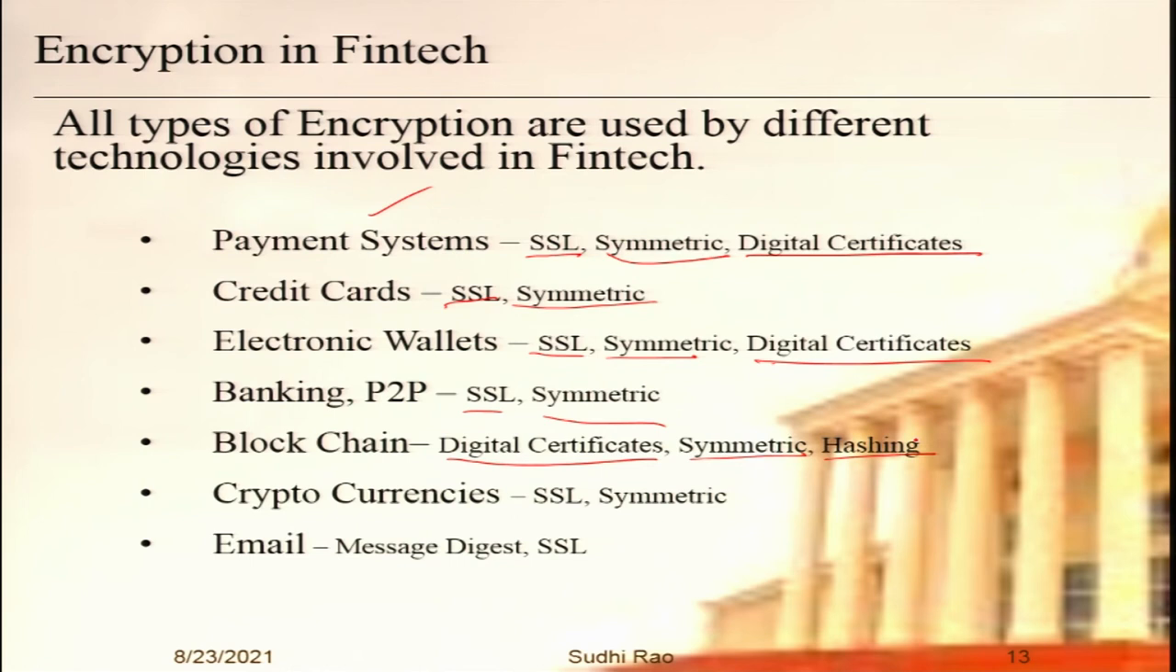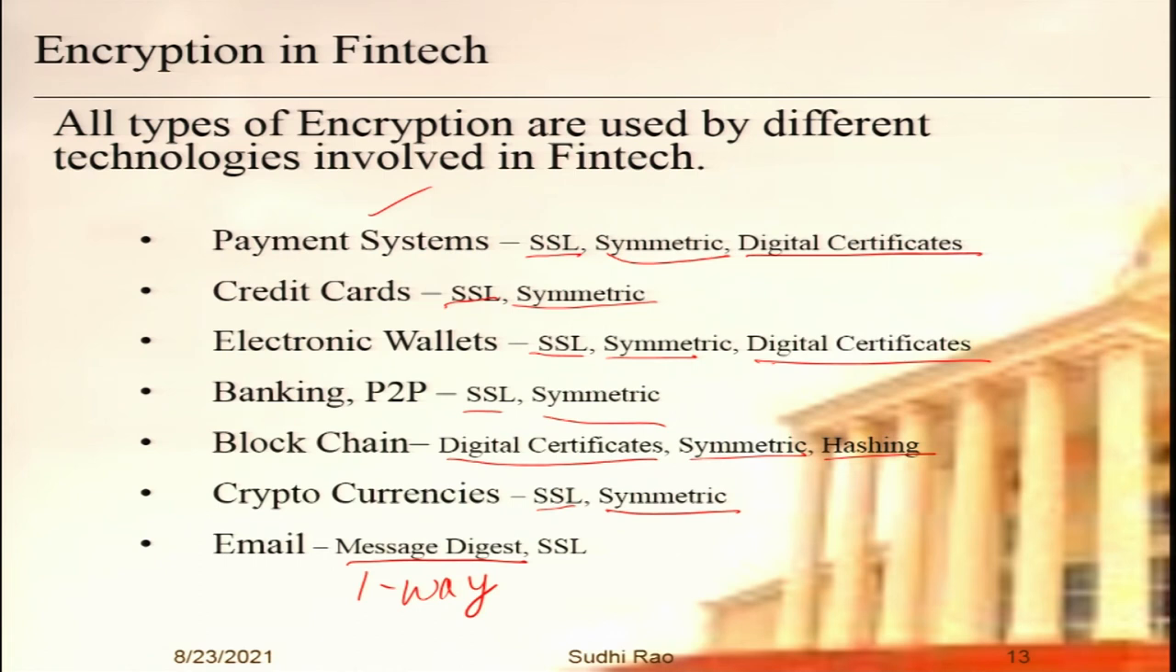Blockchain is one of the tools which heavily uses this technology of one-way encryption. Incidentally, email, for example. Cryptocurrencies also use SSL and symmetric encryption. Cryptocurrencies sometimes also use asymmetric encryption to prove identities. Email uses message digest. Remember, this is one-way. It uses message digest heavily to ensure that messages that are received are not tampered with on the way.